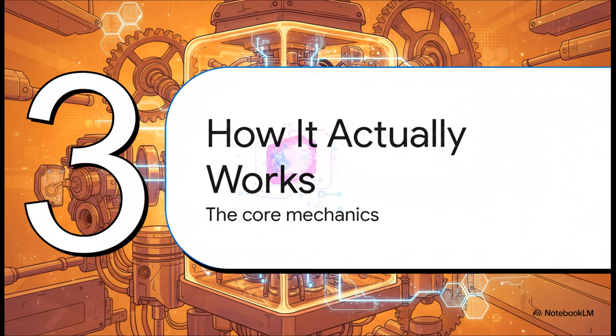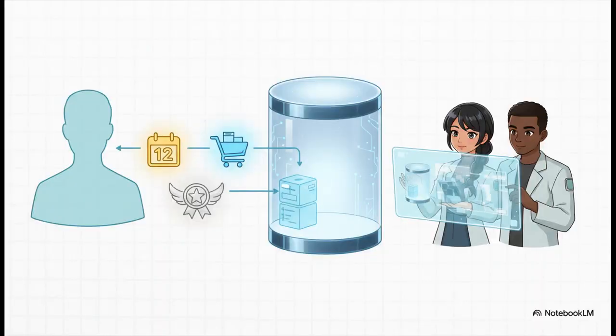We're going to lift the hood and look at the core mechanics that actually make all of this possible. So the fundamental building block, the thing it all starts with, is something called a feature group. Now don't let the name fool you. It's really just a simple container for features that are related. For example, you might have a customer feature group that holds everything you know about your customers, their age, their purchase history, their loyalty status, you name it.